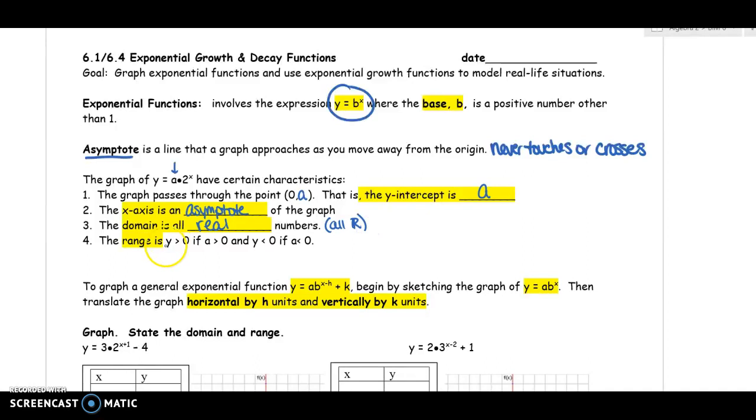The range is either going to be y is greater than the asymptote or y is less than the asymptote. Y is greater than the asymptote when the graph is above the asymptote. Y is less than the asymptote when the graph is below the asymptote. And we'll see an example of both today.